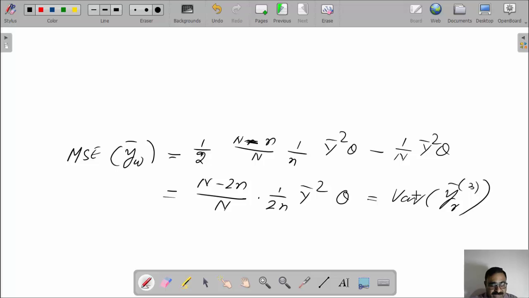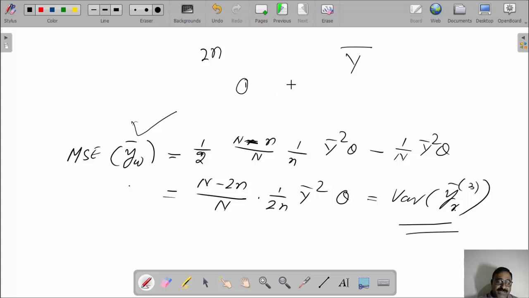Now from this expression we have seen that the mean square error of the estimator y_w bar due to Quenouille is same as the variance of the ratio estimator based upon the sample of size 2n. So from this expression we have seen that from a given sample of size 2n we can find two different estimators for y bar. One is the usual ratio estimator, that is y_r bar 3, and the second is the y_w bar due to Quenouille.